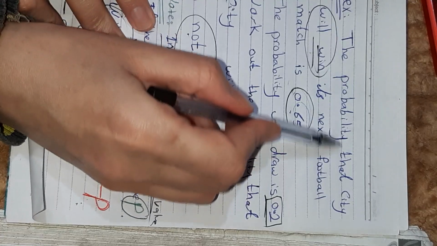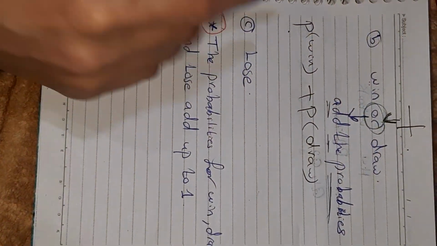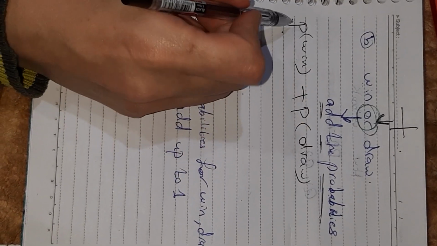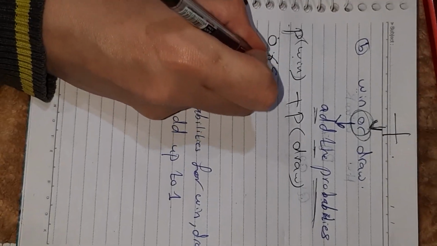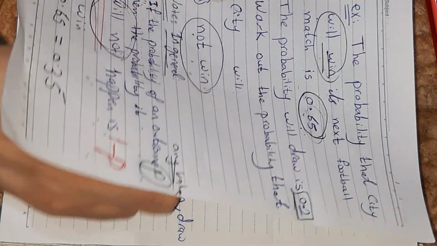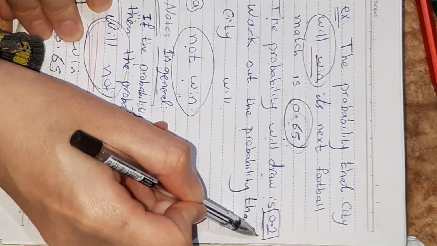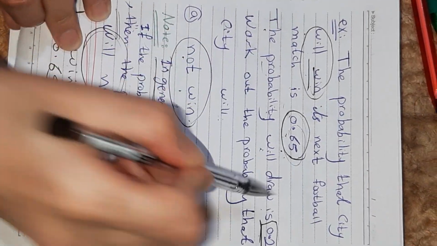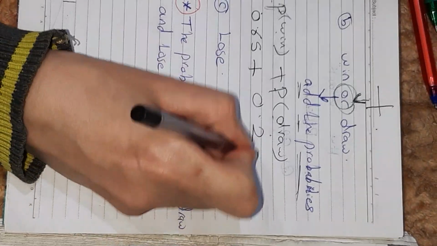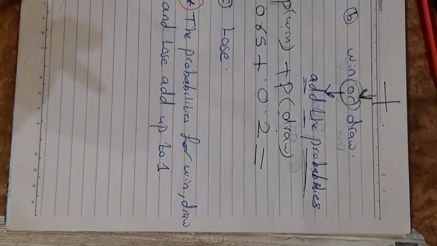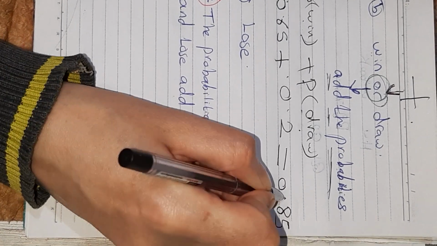Here the probability that City will win its next football match is 0.65. And instead of writing probability of win, I just wrote probability win. Now this is 0.65 plus draw. The probability will draw is 0.2. Instead of writing probability will draw, I wrote probability draw equals 0.2. Addition, normal addition, add means or, add, equals 0.85.